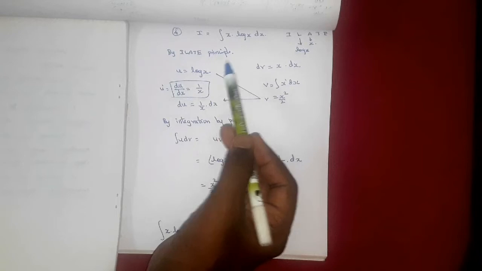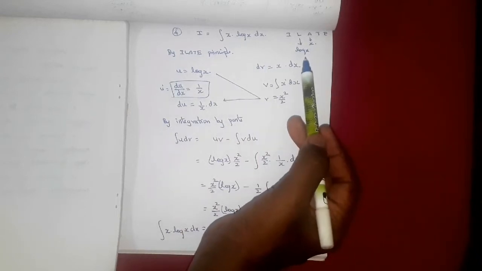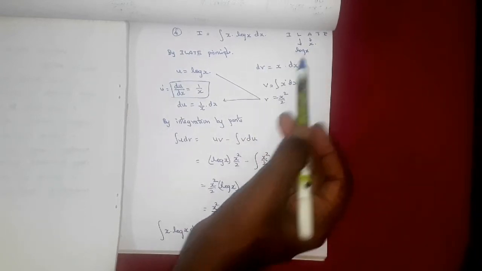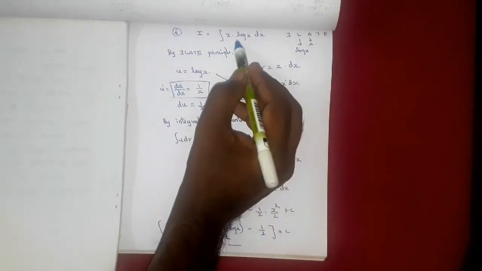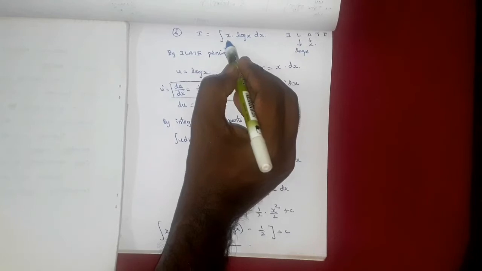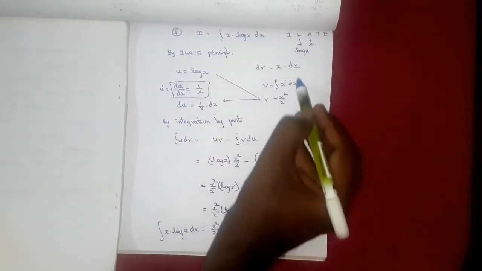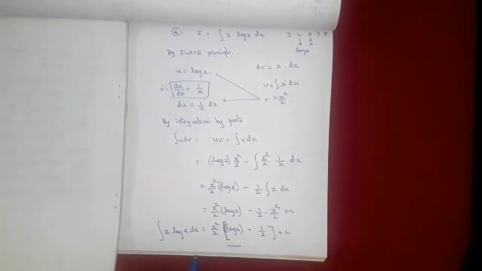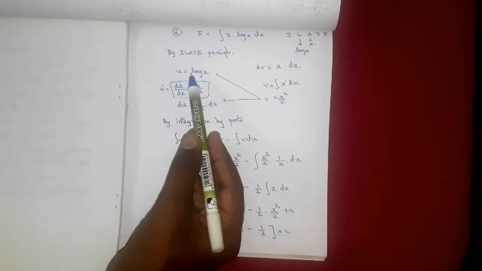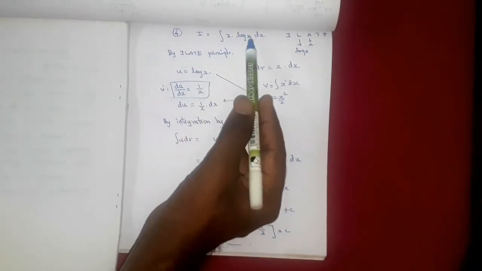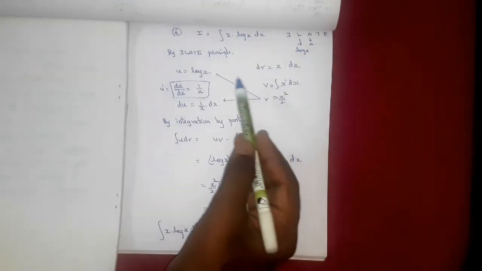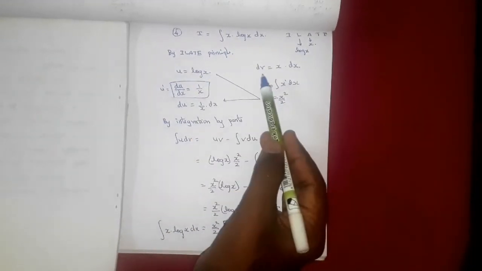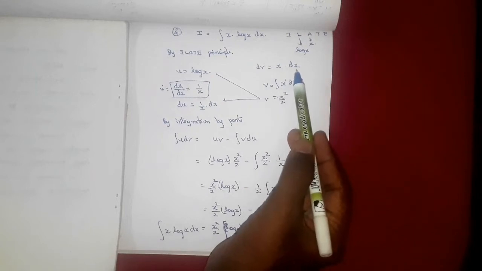By the ILATE principle, out of these two, which comes first? Log x, right? So log x you have to name as u. If this is u, then the remaining part of the integral, that is x and dx together, will be taken as dv. So u equal to log x and dv equal to x into dx, right?